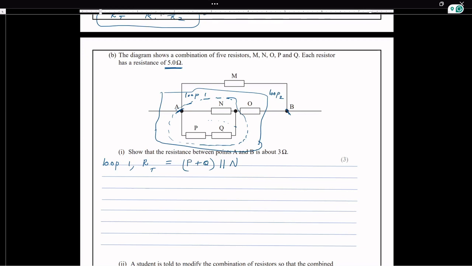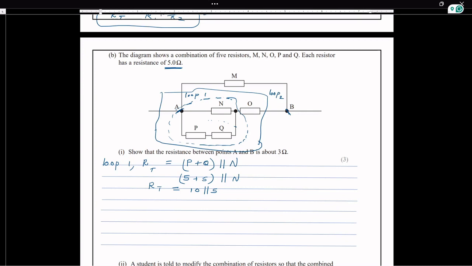So P plus Q is 5 plus 5, each one is 5. So 5 plus 5, this value is parallel to N. That is again 5. So we have N parallel, 10 parallel 5. This is the R total for loop 1.